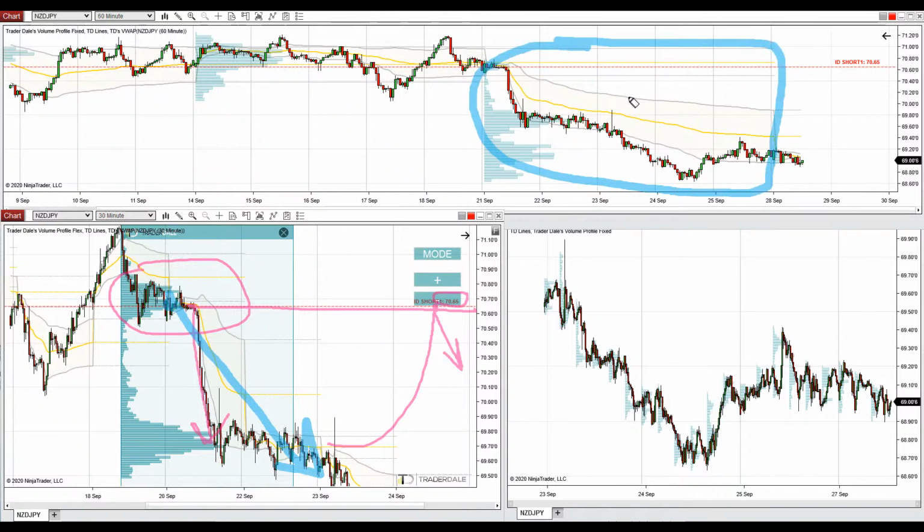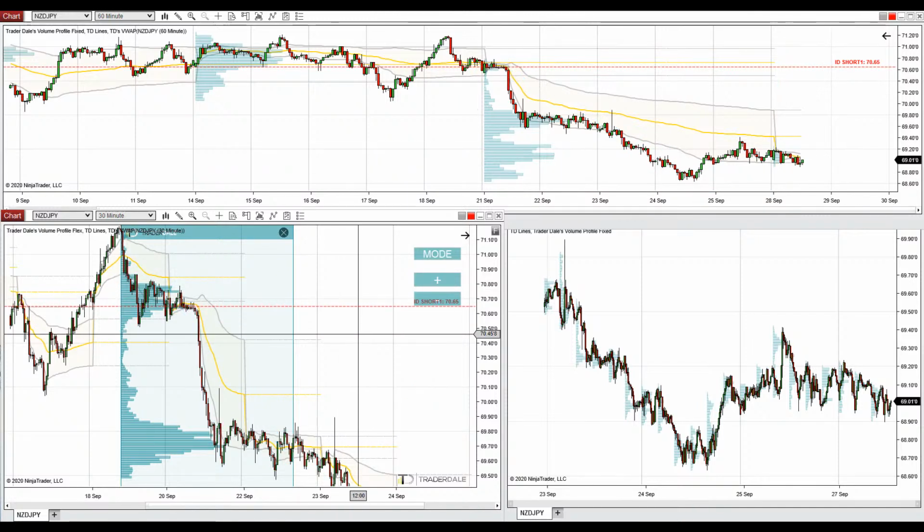This is the previous week. Price opened, accumulated some volumes, and then went downwards without any buying reaction whatsoever. So this is the open drive, weekly open drive, and another confluence to the volume-based trading level in here. Alright, so that's for the New Zealand dollar, Japanese yen.